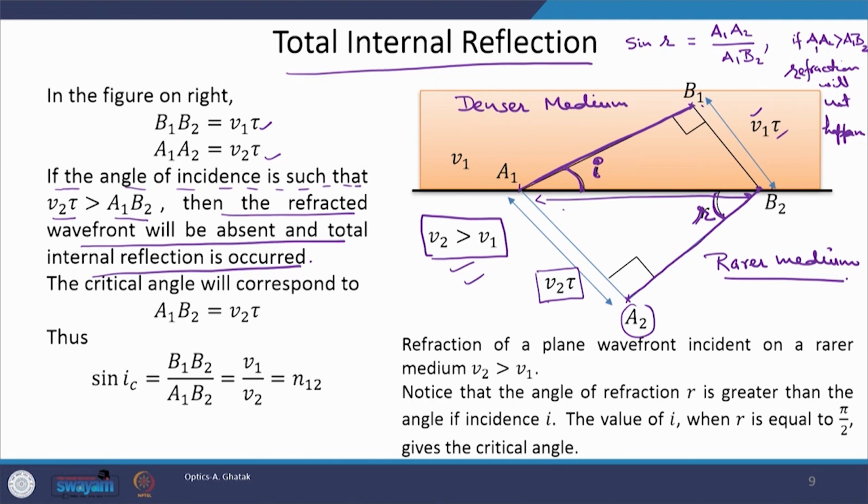Now, the critical angle will occur when A1A2 is equal to A1B2. That is the maximum allowed value of A1A2. The maximum allowed value of A1A2 would be that it becomes equal to A1B2, and in this case A1B2 is equal to V2 tau. In this particular case we can define the critical angle, which is represented by i_c.